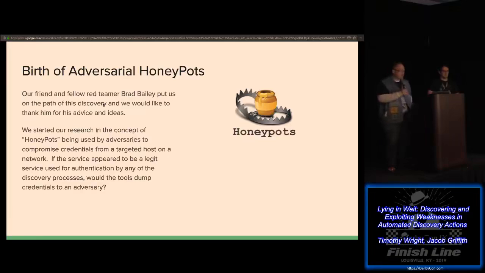So the birth of adversarial honeypots, which is where we started. Our good friend Brad Bailey, who's sitting in the front, put us on the path. Thank you, Brad. We're going to thank him right now for that.